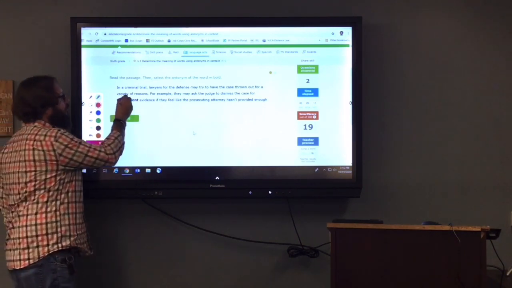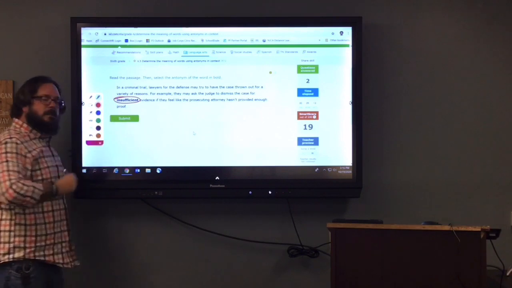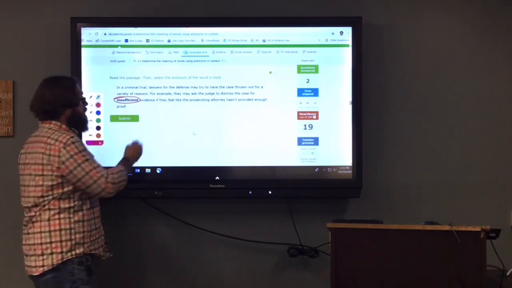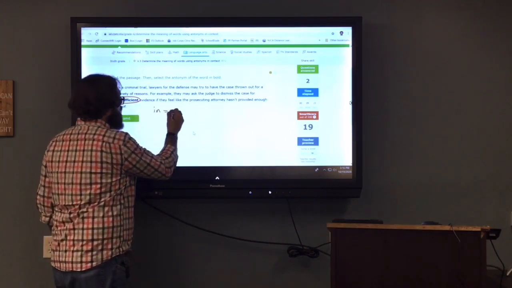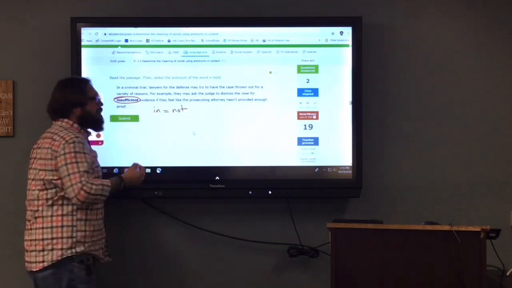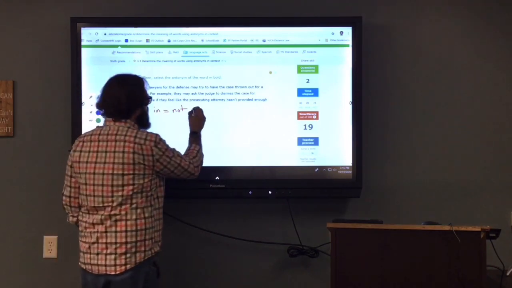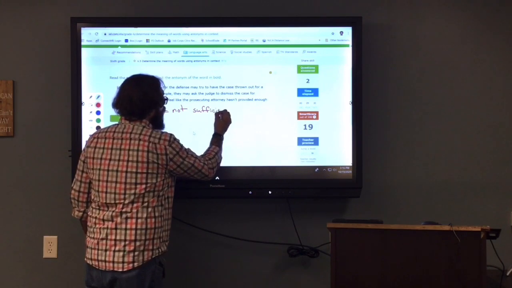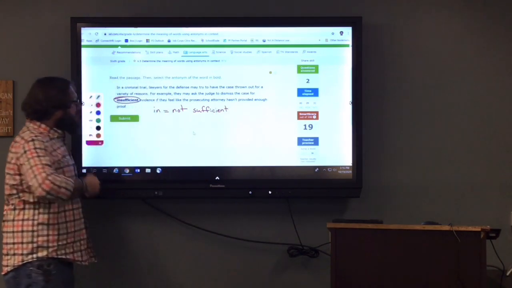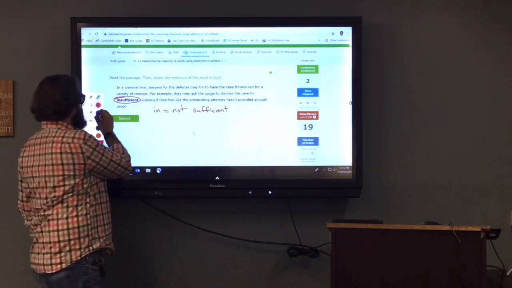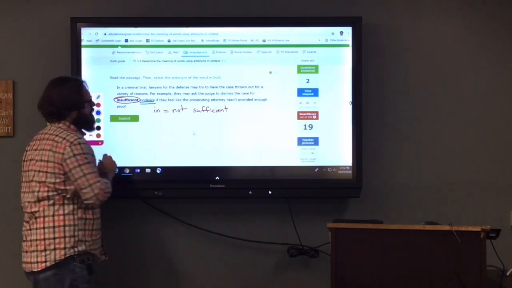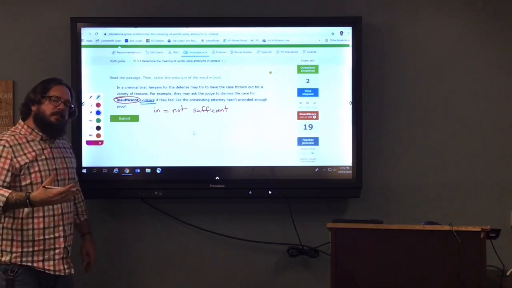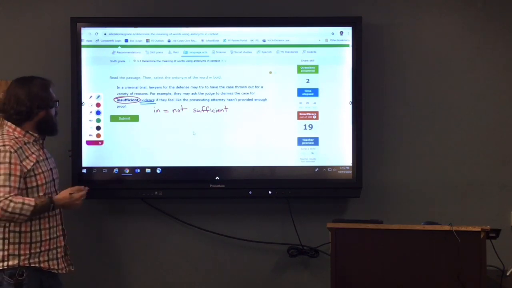So our word is insufficient. Now, we know from our previous lesson on prefixes that in means not. So insufficient will mean not sufficient. Well, what are the lawyers saying is not sufficient? The evidence. Why would they say that the evidence is not sufficient?